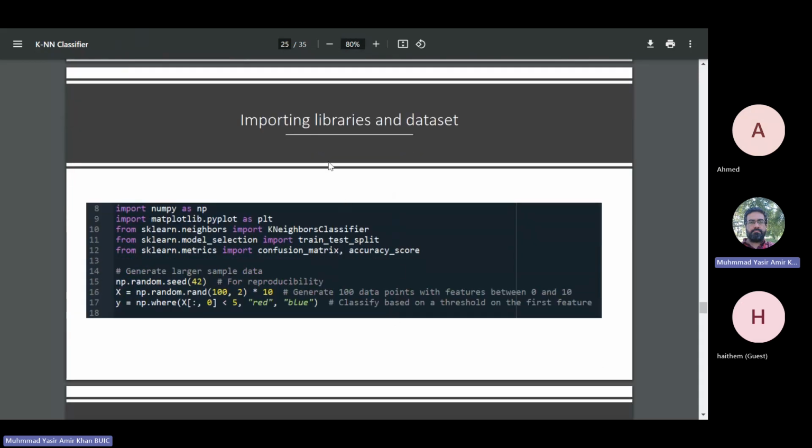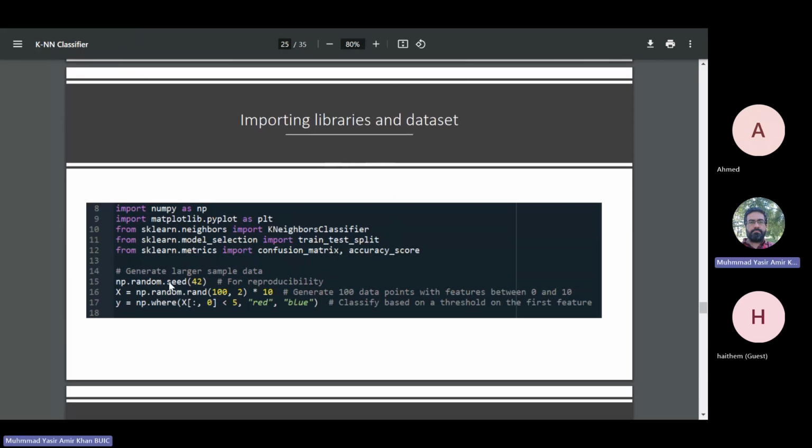So let's first see that we will be importing the libraries. First of all, we will import NumPy. We always do that. It is used for processing arrays. Then we import other libraries like matplotlib, which is used for plotting. Then we have our main library, sklearn. From sklearn, we are using the neighbors module, and from there we are importing the KNeighborsClassifier method. And then from model selection, we import train_test_split. Then from the sklearn metrics module, we import the confusion matrix and accuracy score. We will be using these two methods today.